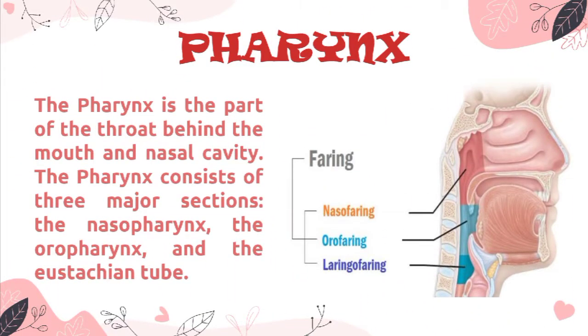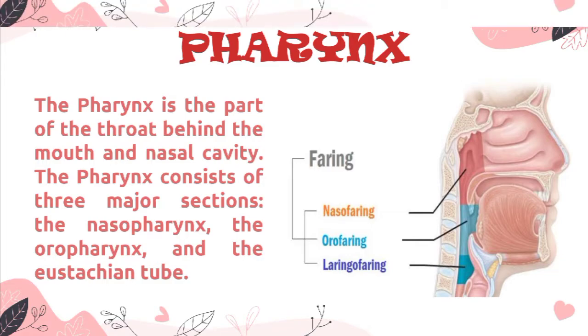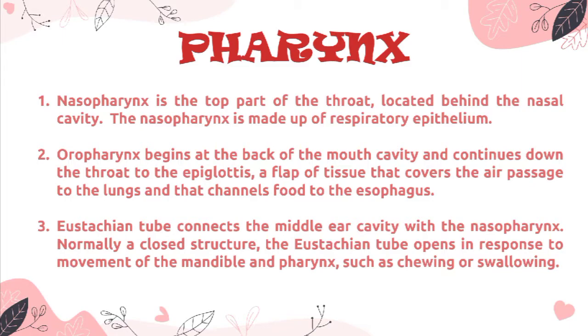Pharynx. The pharynx is the part of the throat behind the mouth and nasal cavity. The pharynx consists of three major parts: the nasopharynx, the oropharynx, and the eustachian tube. Number 1. Nasopharynx. The nasopharynx is the top part of the throat, located behind the nasal cavity. The nasopharynx is made of respiratory epithelium.